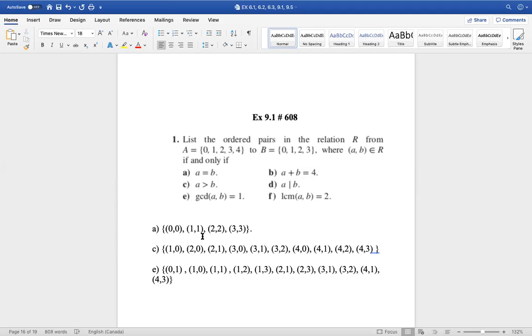So for this set here we have all pairs for which the GCD of (a, b) equals 1. Basically we just follow what the question asks for, no fancy logic.